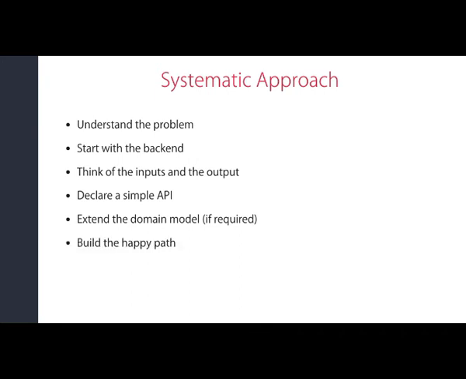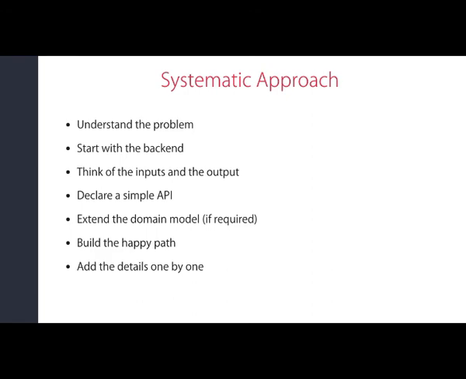Then add the simplest implementation in your API. Just think of the happy path. Imagine all the inputs are valid. Focus on solving the core problem. Once you build the happy path, test it. Make sure it's working. Then think of edge cases, one by one. Don't try to do too many things at once. So gradually extend your implementation to support edge cases and validation.